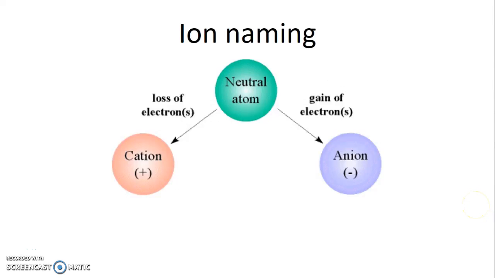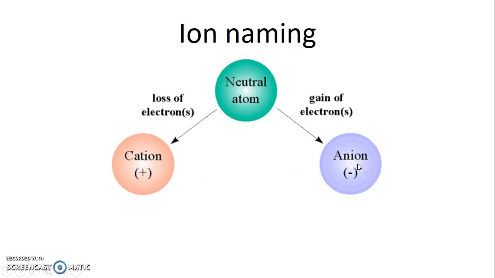Okay, today we're going to talk about naming ions. One important thing to get over is the idea of what's a cation and what's an anion. Cations are positive, anions are negative. So if we lose an electron, we become a cation. If we gain an electron, we become an anion, right?